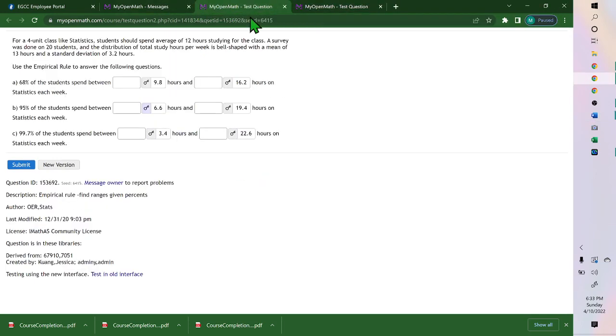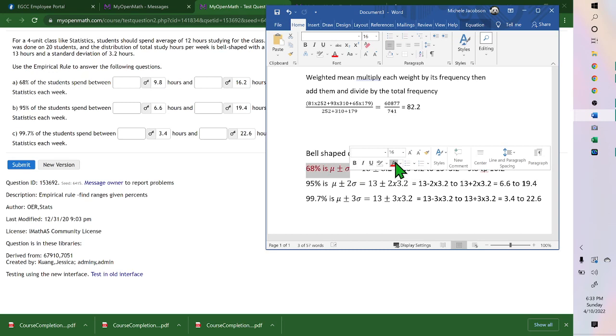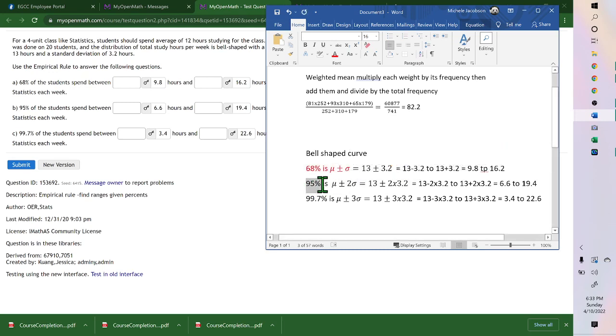The other problem, a bell-shaped curve. When you have a bell-shaped curve, this part here is always the case. When you have an average, within one standard deviation will be 68% of your data. Within two standard deviations is 95% of your data. And then 3 standard deviations is 99.7% of the data.